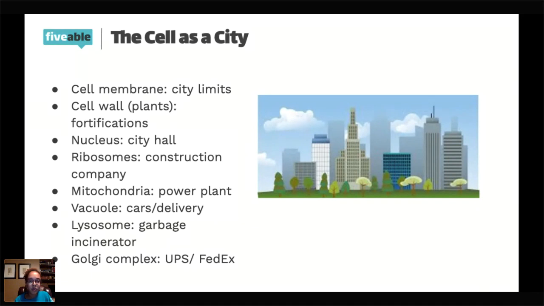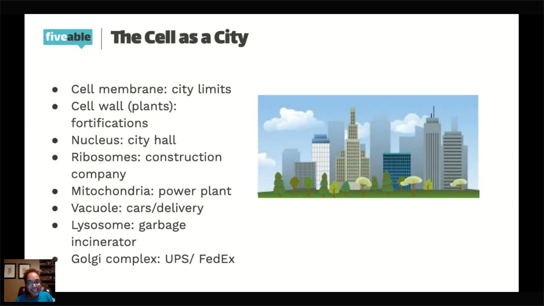It's like extra support. Nucleus is City Hall because it houses everyone's information, all of the information about everything, which is your DNA. So it has all those documents in City Hall. That's the nucleus. Ribosomes I think of as a construction company because ribosomes manufacture proteins. They pretty much build proteins, and proteins are responsible for literally everything in a cell. So they're a construction company, and you wouldn't really be able to have a city without any buildings or anything. So super important.